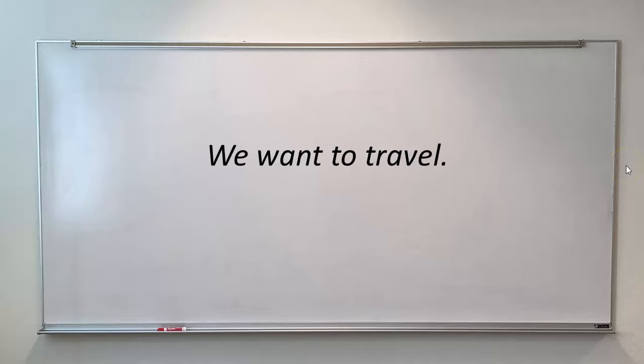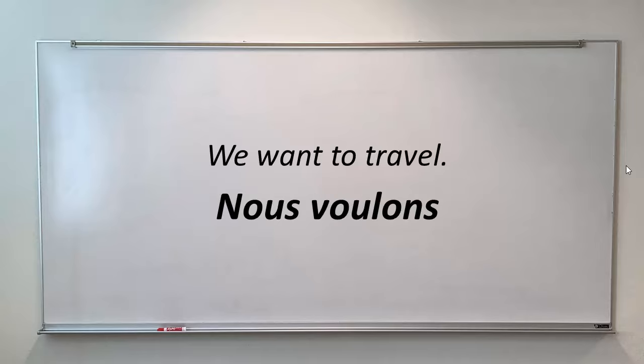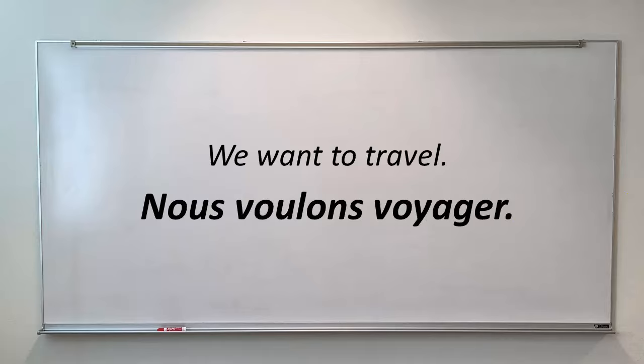How about this one? We want to travel. So another little bit of a curveball here. Remember the verb to want, vouloir. So we want to conjugate want in the present tense. We want. So nous voulons. Nous voulons. We want. And again, this is an infinitive. So in this construction, in French, we also use an infinitive. We just use the infinitive voyager. So put it all together, and you have nous voulons voyager. We want to travel.